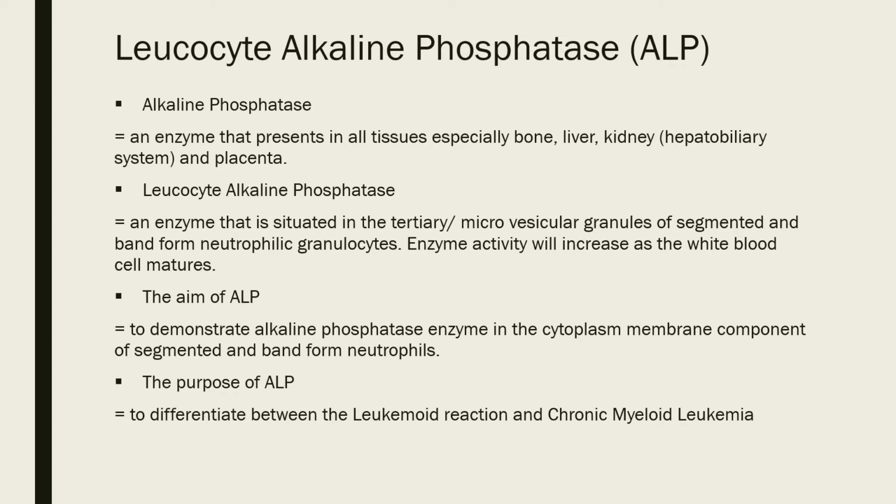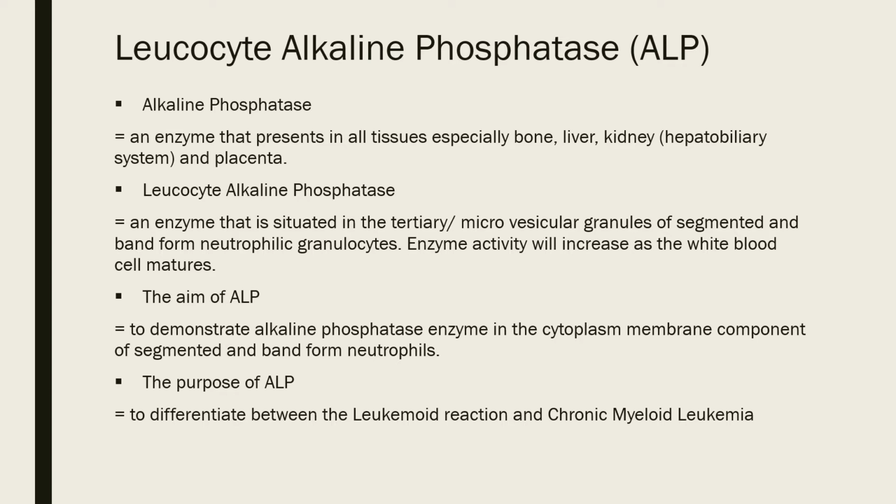Alright, so we will now focus more on the leukocyte alkaline phosphatase test. Alkaline phosphatase is an enzyme that is present in all tissues, especially in bone, liver, kidney, hepatobiliary system, and placenta. But in the leukocyte alkaline phosphatase test, we are measuring a specific enzyme, which is the leukocyte alkaline phosphatase.